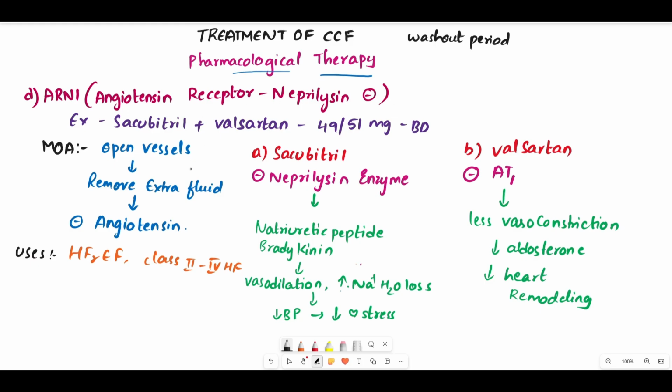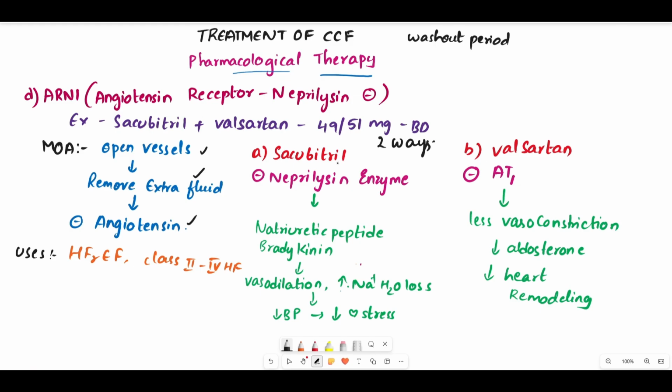So coming to the mechanism of action, usually these ARNIs will be acting by opening the vessels. When the vessels are opened, extra amount of fluid will be removed from the body, thereby causing the inhibition of this harmful angiotensin. So the effects of angiotensin will be reduced. And these ARNIs will be acting in two ways: one by the sacubitril mechanism, one by the valsartan mechanism.